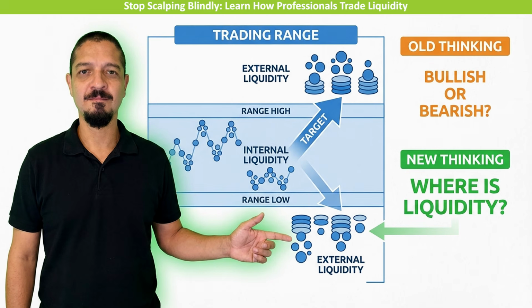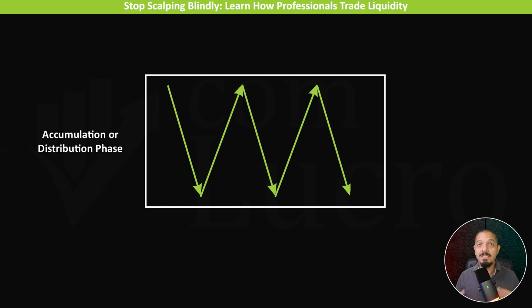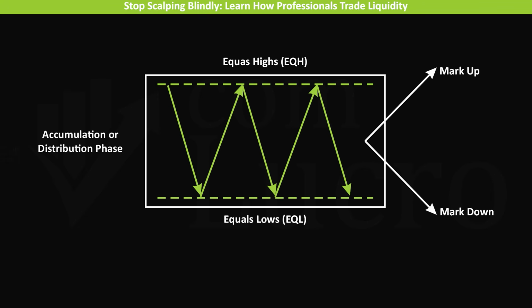When you understand internal and external liquidity, you no longer ask whether price is bullish or bearish. Instead, you ask which pool of liquidity price is likely to target first. That single shift in thinking changes everything. To understand this properly, we need to step back and see where that liquidity actually comes from. When price moves within a consolidation or any structured phase in the market, it often forms visible reference points such as equal highs, equal lows, trendline touches, or repeated reaction areas before the next major move begins, whether that is continuation or reversal.